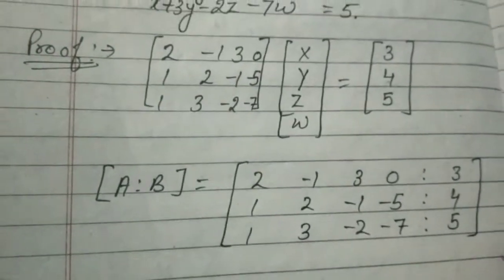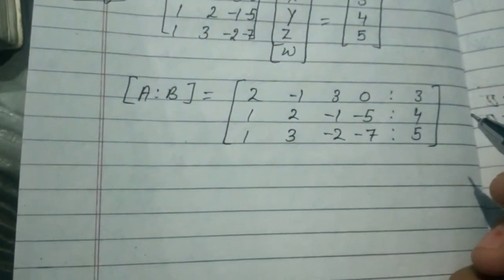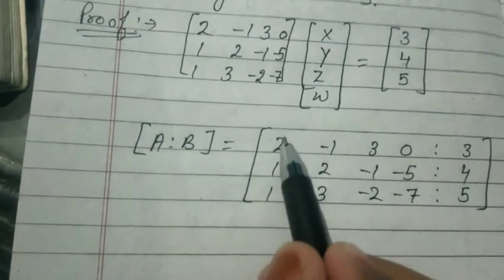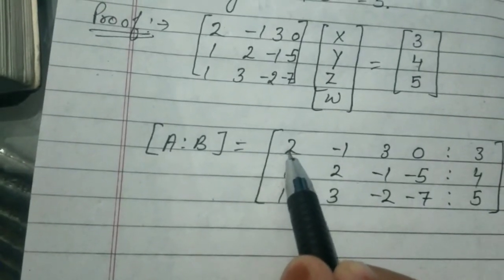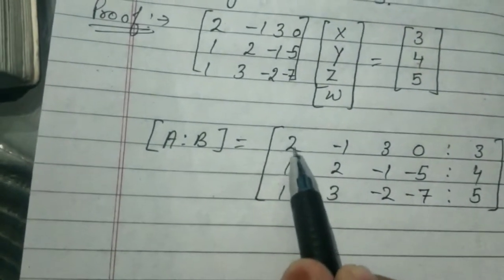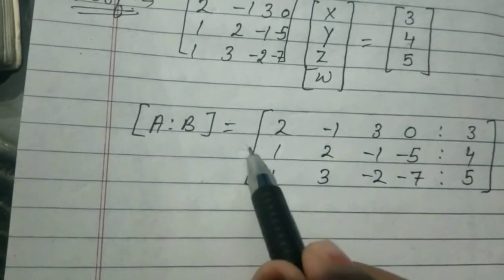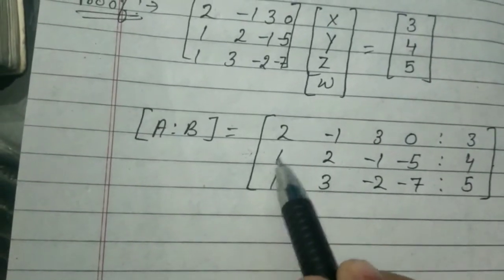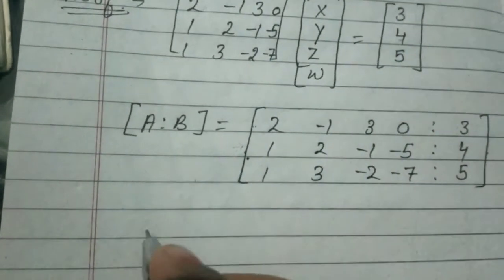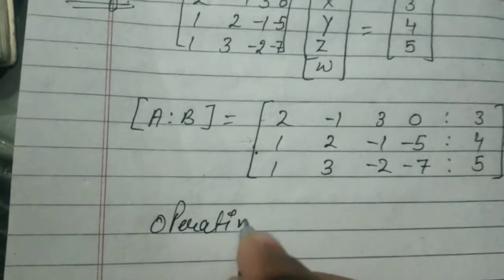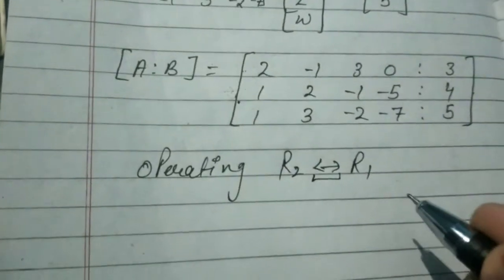Now we have to apply some row operations to reduce it to echelon form, right? As we see, the first element of the first row R1 is 2, but we have to put 1 here because in an identity matrix there has to be 1. So we also look at the R2 row. In this the first element is 1, so we can interchange them. We apply the operation R2 to R1. These symbols indicate interchanging.